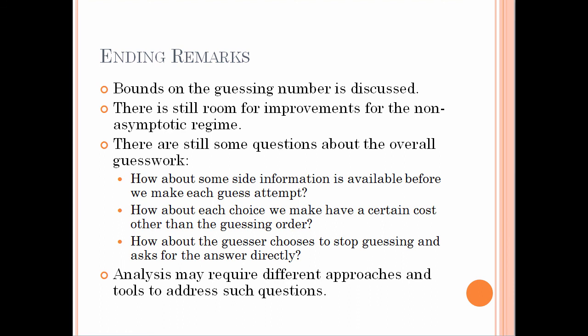There are a few more questions that come to mind around the idea of overall guesswork. How about if some side information is available before we make each guess attempt? How about if each choice we make has a certain cost other than the guessing number, the guessing order? And also, how about if the guesser chooses to stop guessing at the expense of some cost and asks for the answer directly? So these questions are partially answered by the studies we mentioned in today's lecture, and a few more recent studies touched upon the cost of guessing and also the application of Smooth Rényi entropy, for example, to the third question. We'll explore those approaches in our future lectures.